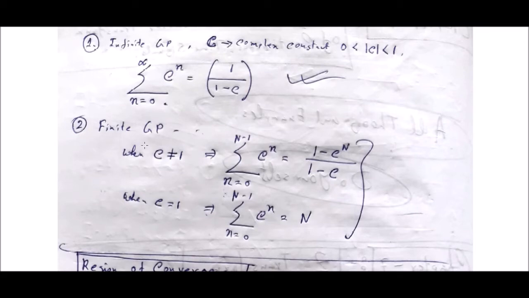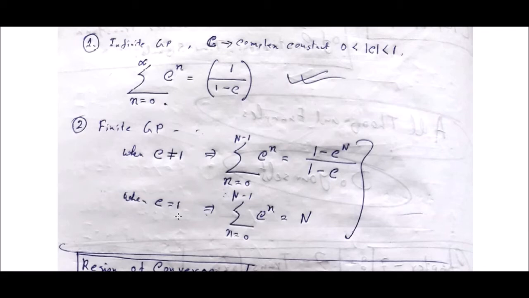Now for the finite GP, you know from 12th standard mathematics, algebraic knowledge, that if C is not equal to 1, then for n starting from 0 up to capital N minus 1, if you have to add up N number of C to the power n values, then this value will be equal to 1 minus C to the power capital N by 1 minus C. It is simple, you know that.